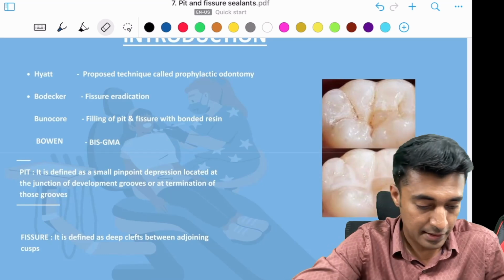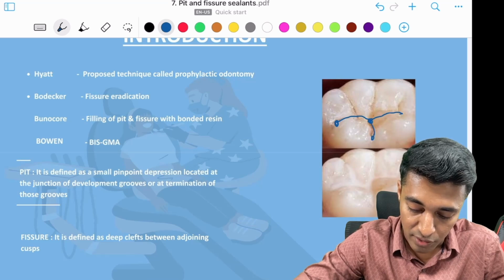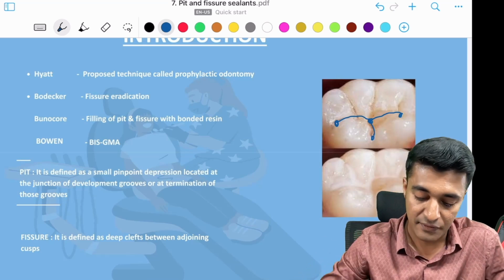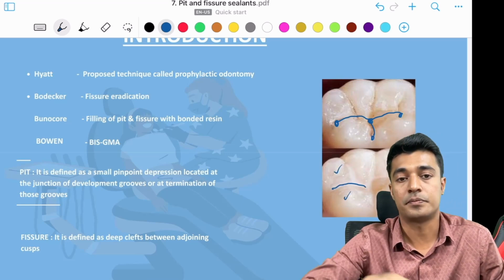Now what is a pit? A pit is a pinpoint depression at the junction of the developmental grooves or the termination of the developmental grooves, whereas a fissure is defined as a deep cleft between the adjoining cusps.